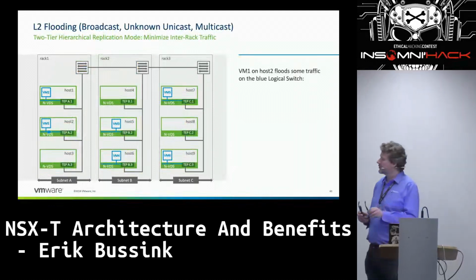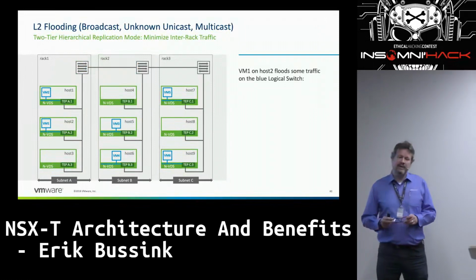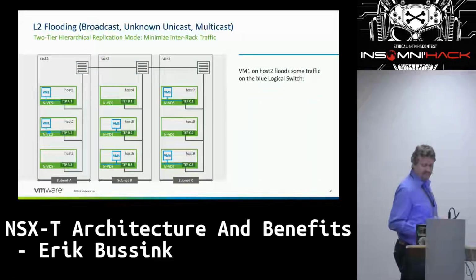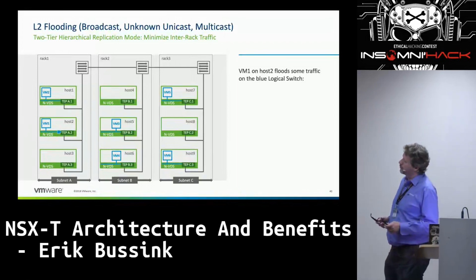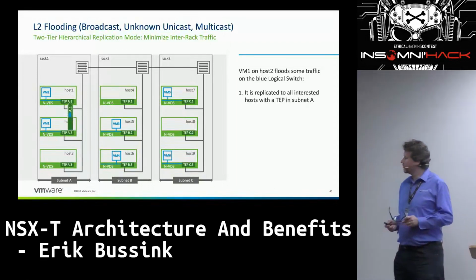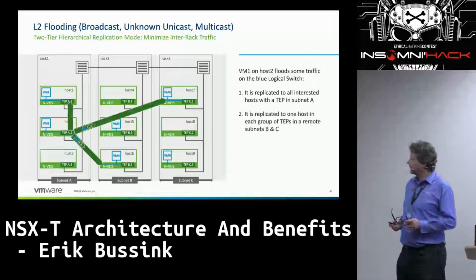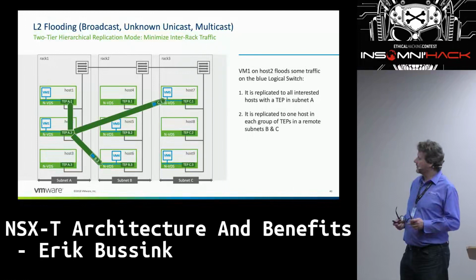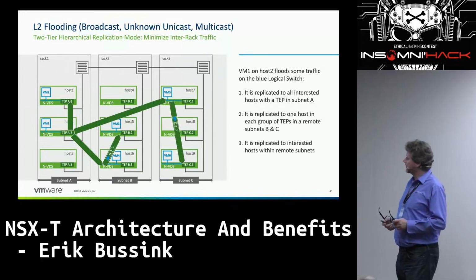If we do broadcast or multicast, and we've got different subnets in the racks, we'll be able to optimize the traffic flows by using one proxy in each rack to distribute the traffic, saving us on network bandwidth. So here the traffic is being distributed to the proxy in each of these different subnet racks before being distributed.